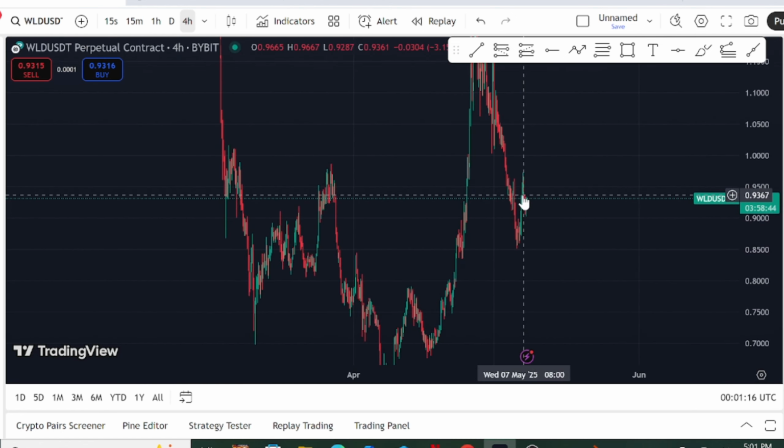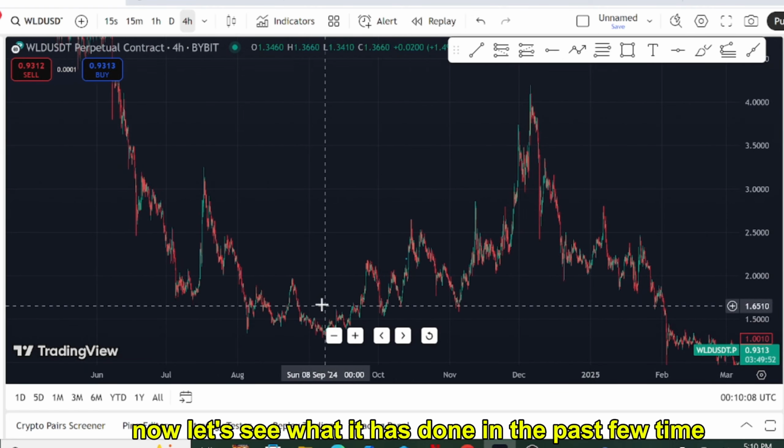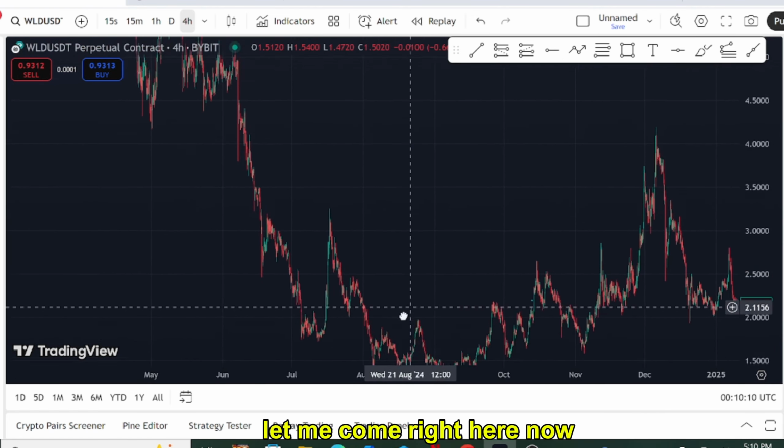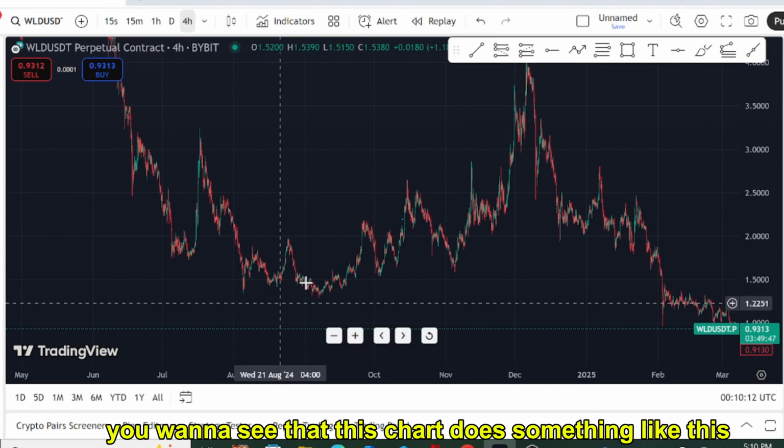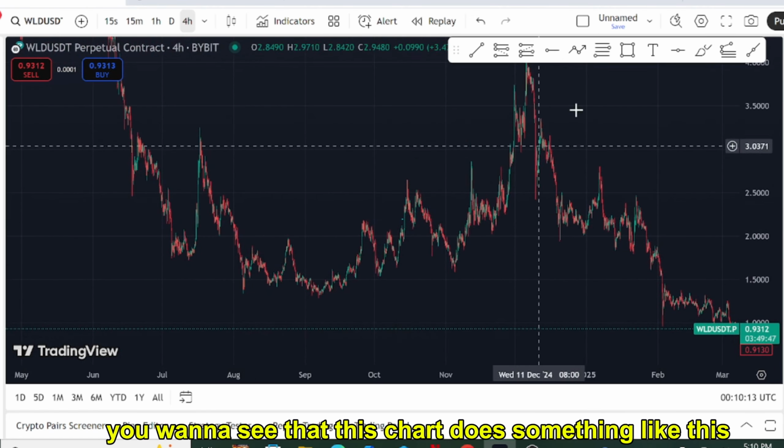Alright guys, let's take a look at this pair called WILD USDT in a 4-hour time frame. Now if you watch closely on this pair, you want to see that at this point right here, this chart is looking on a downtrend pattern. Right now, let's see what it has done in the past few times. Now if we come right here, you want to see that this chart does something like this, and now you're going to see the algo market structure right here on this chart pattern.